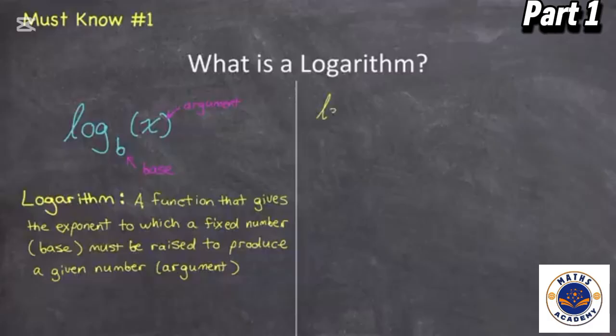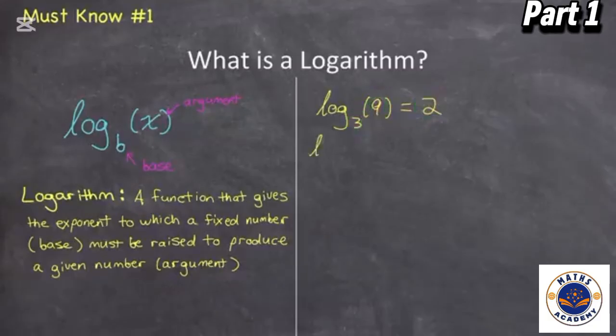Let's say we have log base 3 of 9. What this function means is, what exponent goes on 3 to make it equal to 9? 3 to what exponent equals 9? Well, 3 squared is 9. So the answer to this logarithm is 2, because 3 raised to a power of 2 is equal to 9.